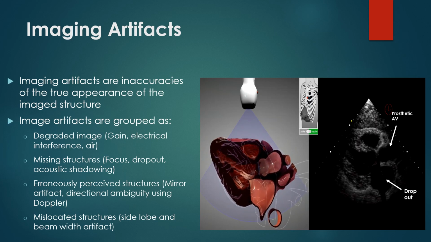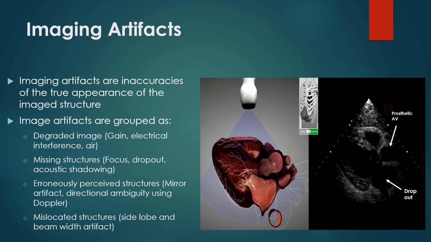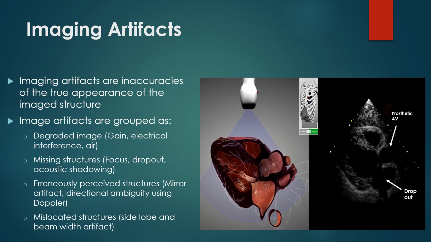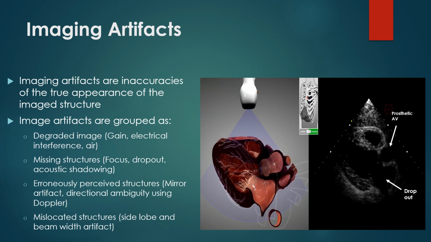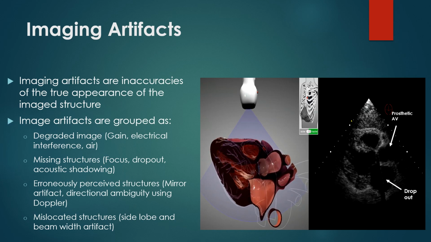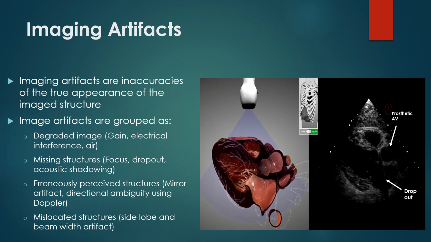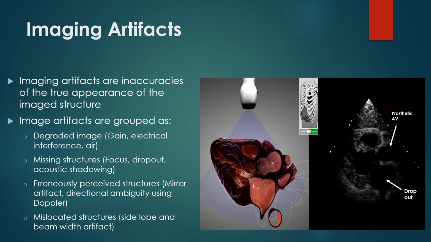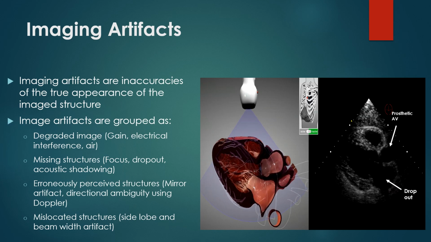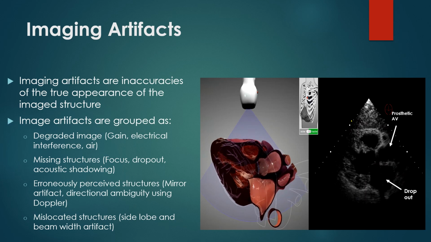It doesn't really reflect anything, but if you have an effusion, you're not going to get the mirror image artifact. And then directional ambiguity using Doppler can be erroneously perceived as well. And finally, mislocated structures, the side lobe and beam width artifacts, are things that can really mess up your scan as well. On the other hand, some things, comet tails, such as B lines in the lungs, or reverberation artifacts, as you see when scanning the airway, are actually very useful, especially if you're looking around for things like the cricothyroid membrane.